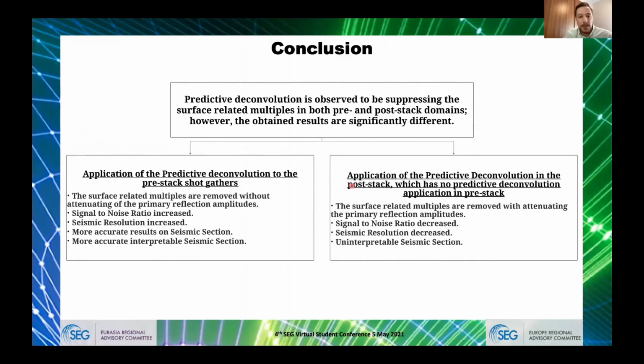But if we apply the predictive deconvolution in the post-stack section, but don't forget, which has no predictive deconvolution application in the pre-stack section, the surface-related multiples are removed while attenuating the primary reflections, and the signal-to-noise ratio has been decreased. Seismic resolution has also been decreased, and we will acquire an uninterpretable seismic section.